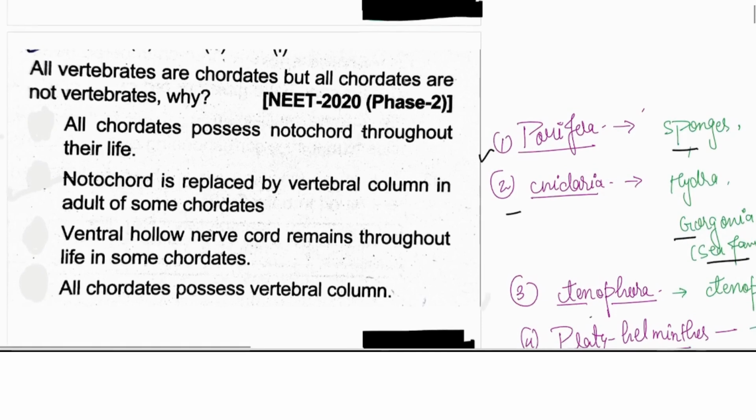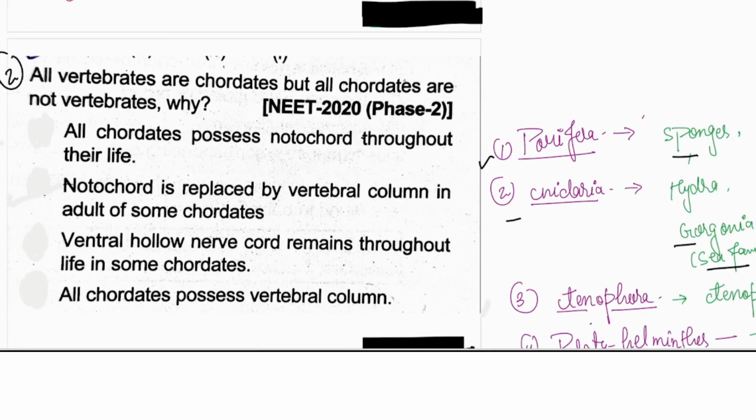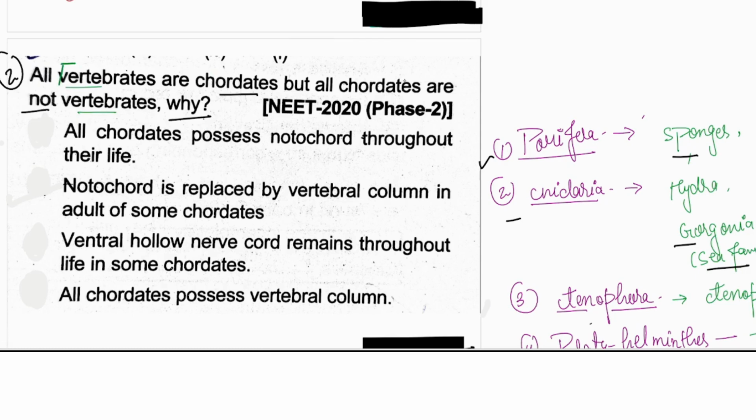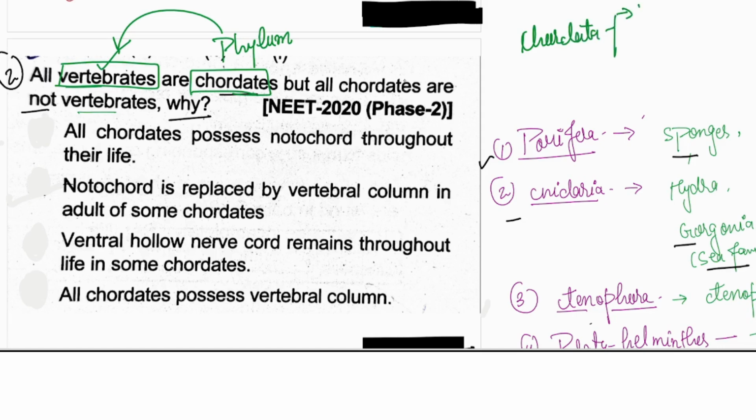That's question number second. All the vertebrates are chordates, but all chordates are not vertebrates. It is given in your NCERT that all vertebrates are actually chordates, because vertebrata is a subphylum and chordate is the phylum. So in the phylum Chordata, the subphylum Vertebrata will come. In the phylum Chordata, we have seen some belong to the Urochordata, some belong to the Cephalochordata, and some belong to the Vertebrata, right? So on that basis they have given it here.